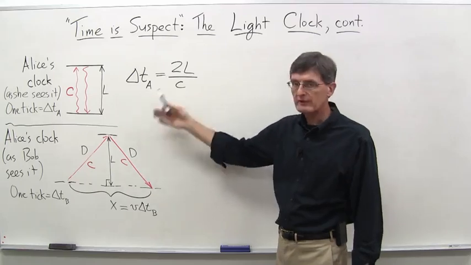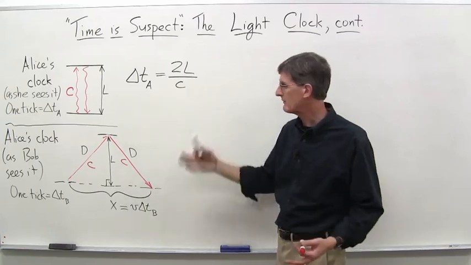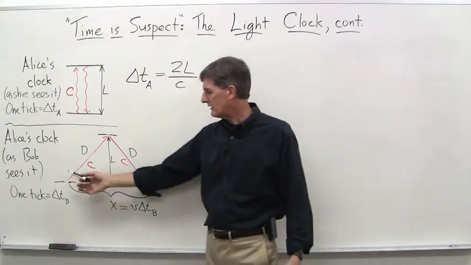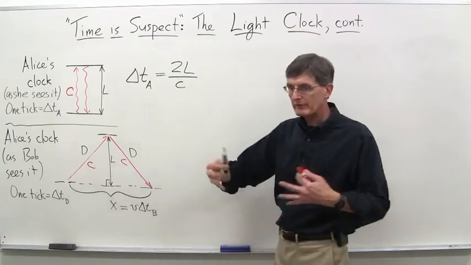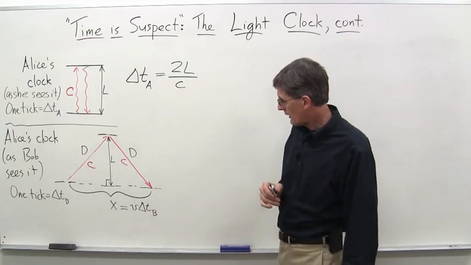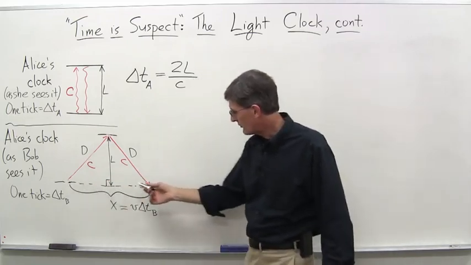And as we saw qualitatively, they're going to be different. We'd like to get a quantitative relationship between those two quantities. That's our goal here, to be able to say delta TB equals something involving delta TA. So this distance here we'll call x.